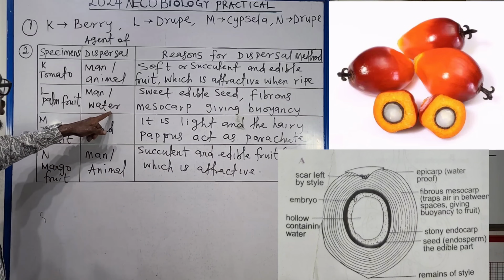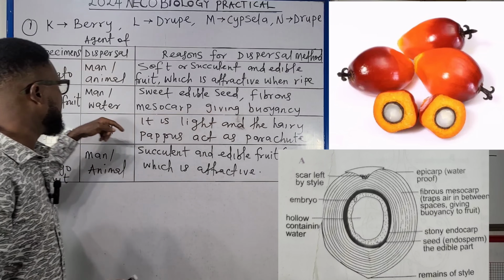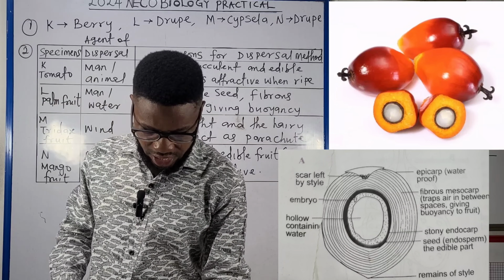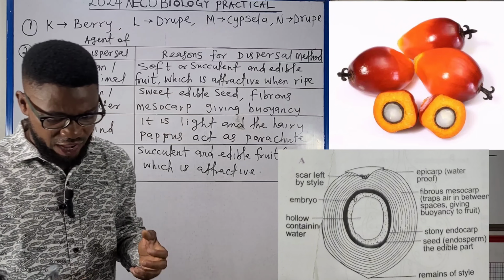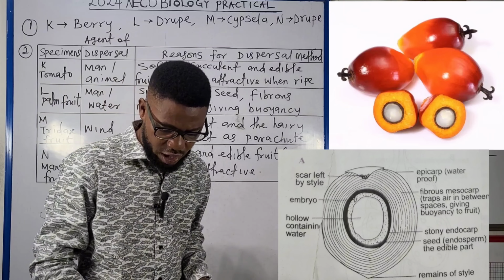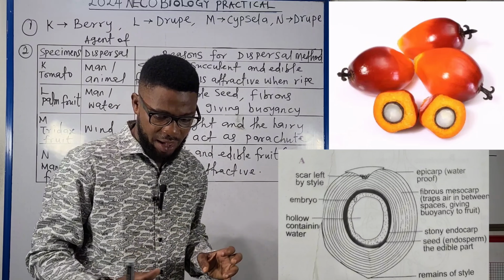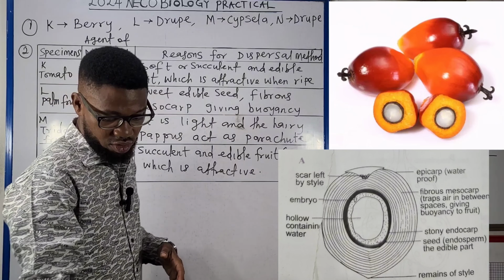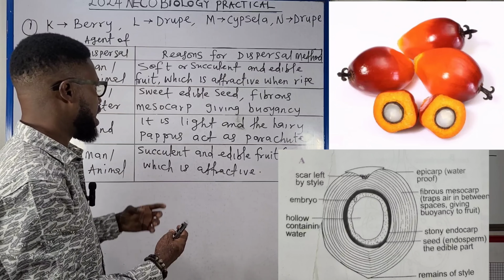Also, I mentioned water here. The reason why is this: the mesocarp. If you look at the diagram there, you must have seen the mesocarp. That is the airy or the fibrous part we have to remove before we get to the stony endocarp. That's what we call the shell of the coconut. In this case, we are looking at the palm fruit.